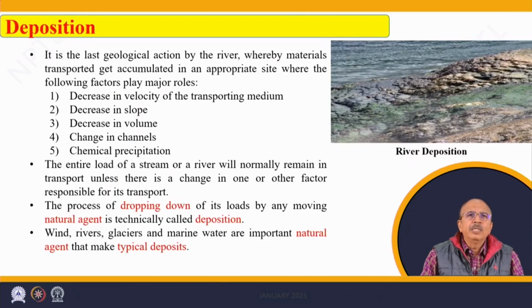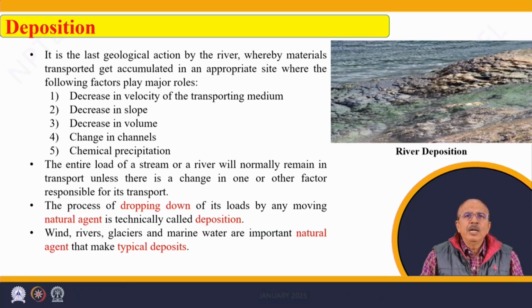Now third is the deposition. It is the last geological action by the river, whereby transported materials get accumulated in an appropriate site where the following factors generally play major roles. First is the decrease in velocity of the transporting medium. Second is the decrease in slope. Third is the decrease in volume. Next is the change in channels, and next is chemical precipitation.